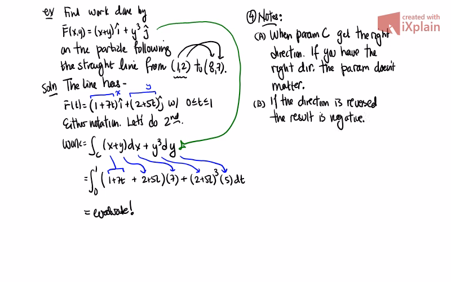Sometimes this can be written as follows. We can write the integral over negative C of F dot dr is the negative integral over C of F dot dr. This is just a fancy way of writing this. All that this means is when we write negative C, this is C, but with opposite direction. So all this is saying is if you flip the direction of the curve, you negate the result.